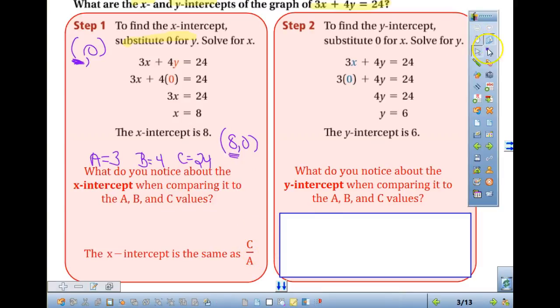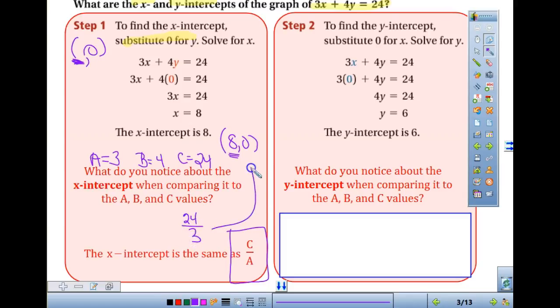Exactly. If I'm looking at the x-intercept, it's exactly the same as taking C and dividing it by A, which in our case would have been 24 divided by 3. That gave us our 8. That's always going to be our x-intercept. But you might get to a quiz and not quite remember all of that. So then the key thing is just plug in y is 0 and solve for x.